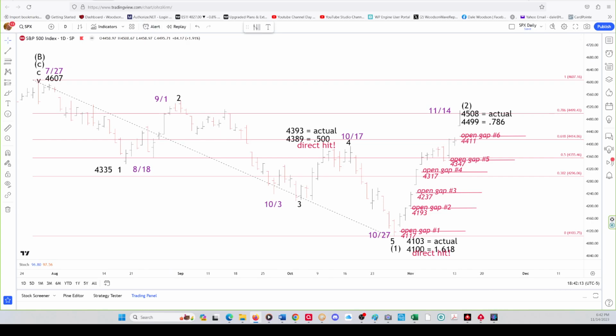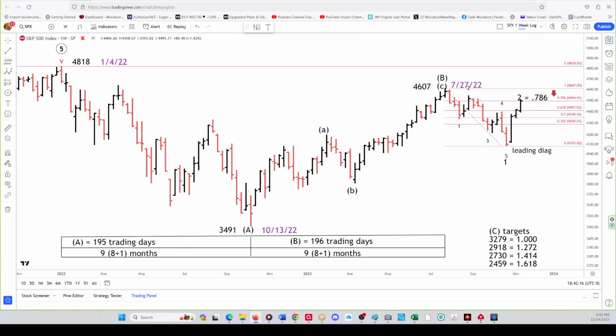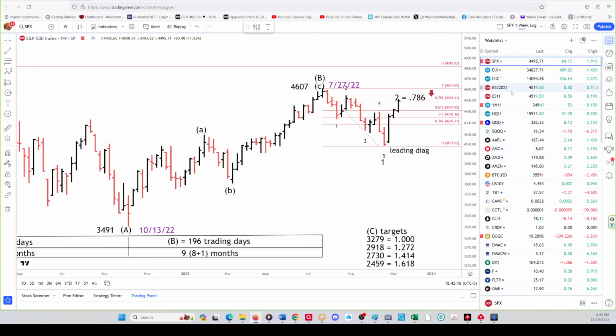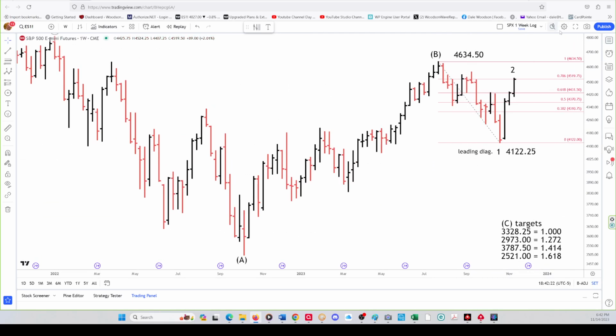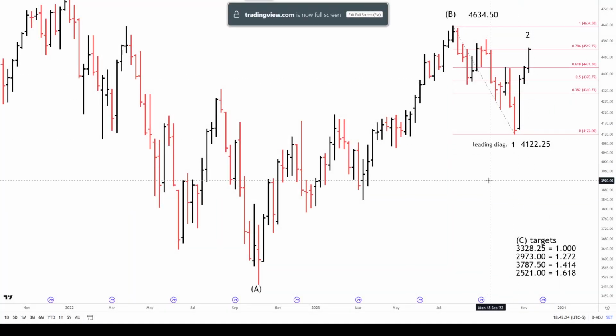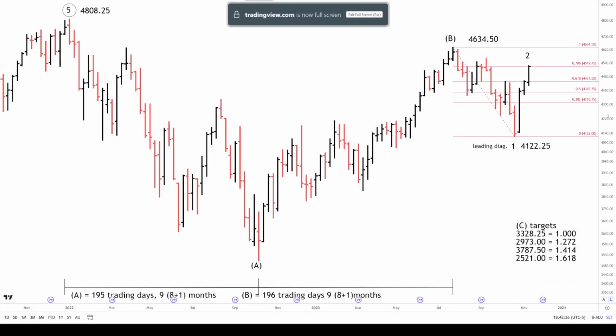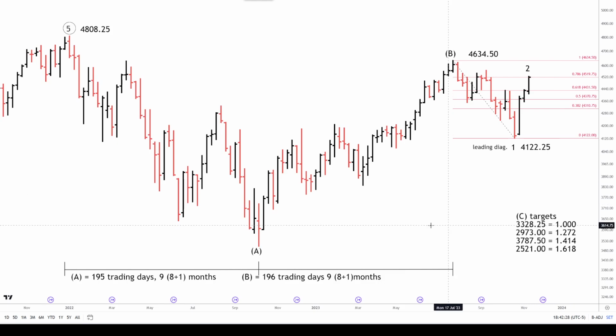I'm going to get into the ES. Let's go into the ES weekly. I think I have it on here. And we do. There we go. The E-mini futures. Make that one big page. The same thing with the trading days: there's symmetry between wave B and wave A. By the way, if wave C gains the same symmetry, it'll be April if it lasts 9 months.